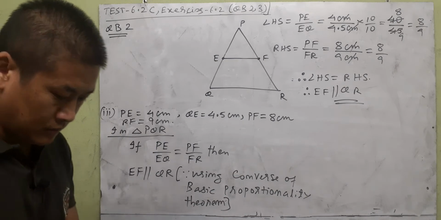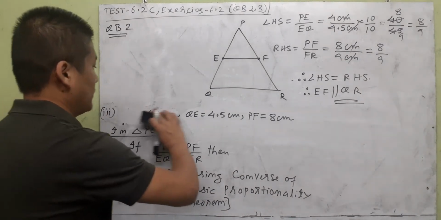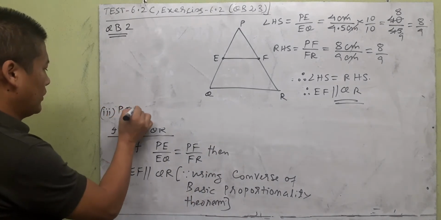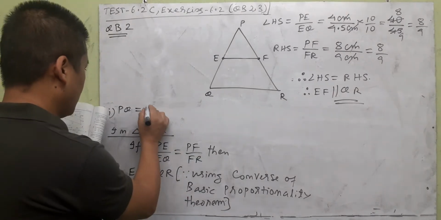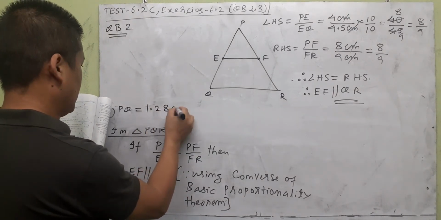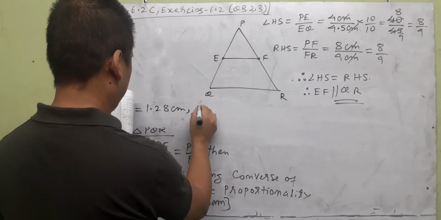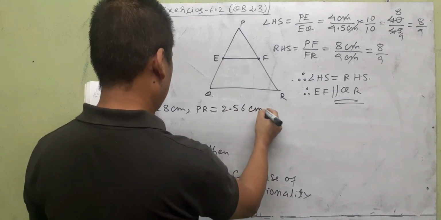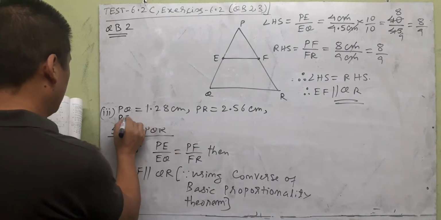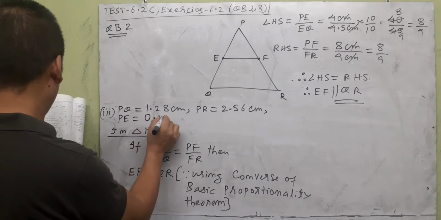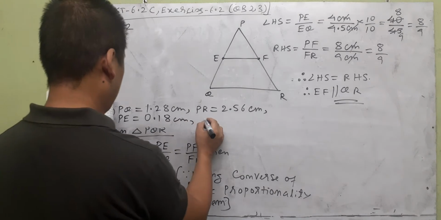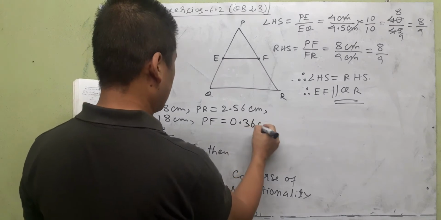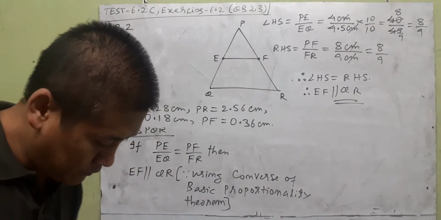Number 3, the PQ. This time it's a different set of values, so let's write it down. PQ is equal to 1.28 centimeter. PR is equal to 2.56 centimeter. PE is equal to 0.18 centimeter. And PF is equal to 0.36 centimeter. This much is given to us.